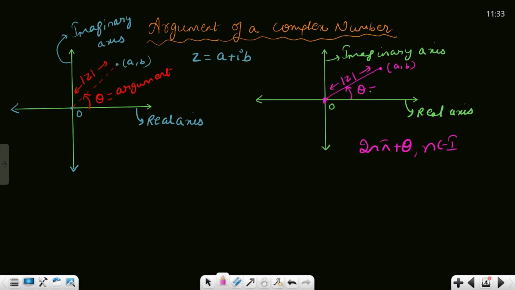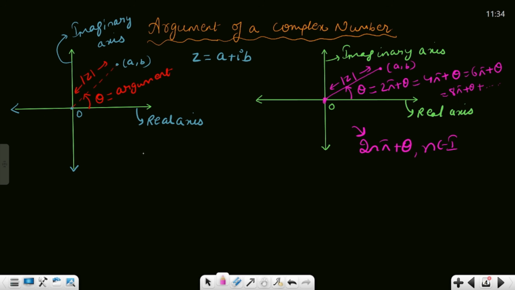In terms of measurement, theta is equal to 2 pi plus theta, it is also equal to 4 pi plus theta, 6 pi plus theta, 8 pi plus theta, and so on. So it is a multiple of 2 pi. All of these are arguments. So arguments can be infinite.